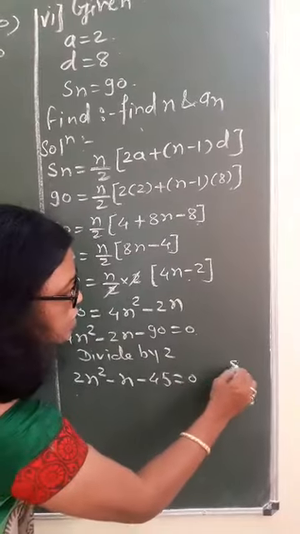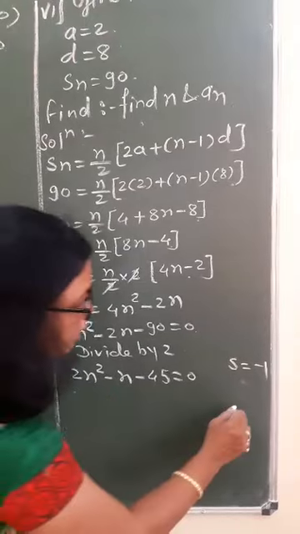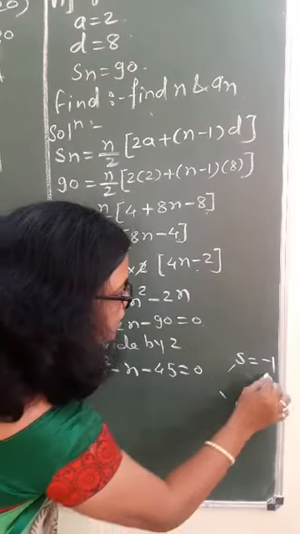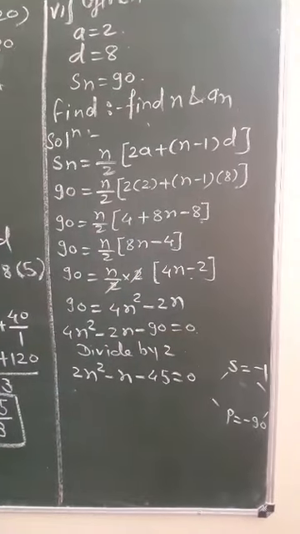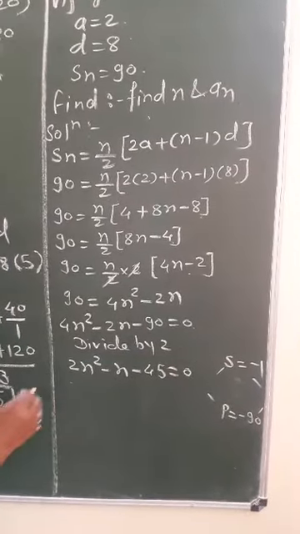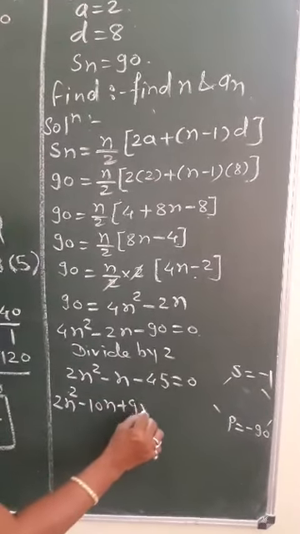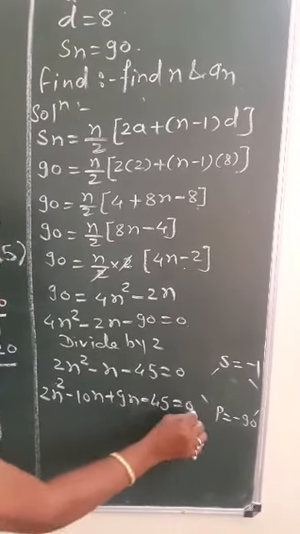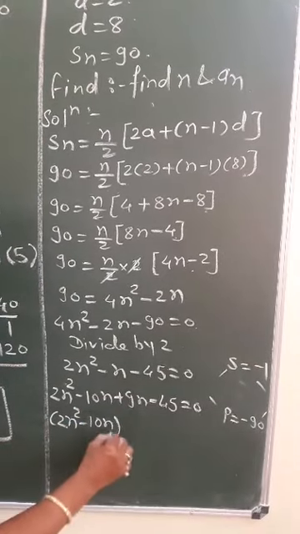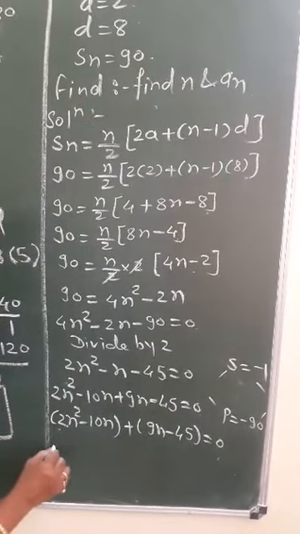Means here you want sum is equal to minus 1 and you want the product 45 times 2, that is 90. Means that is the product you want here, minus 90. Tell me the two terms which you will get as a sum is minus 1. 10 nines are 90. Can we write here 2n square minus 10n plus 9n minus 45 is equal to 0. So we will take in a bracket 2n square minus 10n in first bracket, then 9n minus 45 in second bracket.